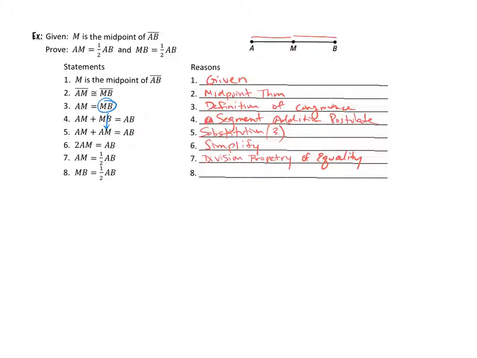And then statement 8, we go back again to statement 3, and I take the value for AM, and I substitute in MB, and so I also get that MB also equals 1/2 AB, and that is again because of substitution from step 3.